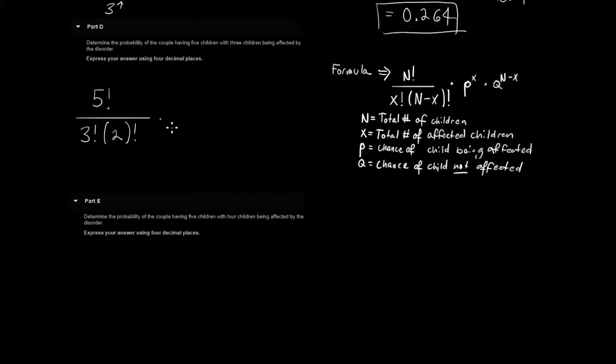We're going to be multiplying this by the chance of being affected, which is 1/4. We're going to be raising that chance by the number of children that will be affected, which is 3. And we're going to be multiplying that once again by the probability of being not affected, which is 3/4. The exponent that we're raising this to is going to be equal to the total amount of children minus the total amount of children affected, which is equal to 5 minus 3. And just like with our inside value there in the parentheses, it's going to be equal to 2.